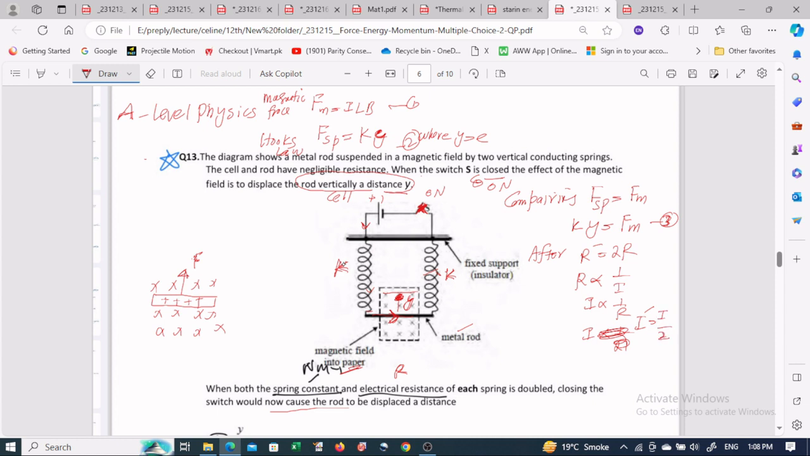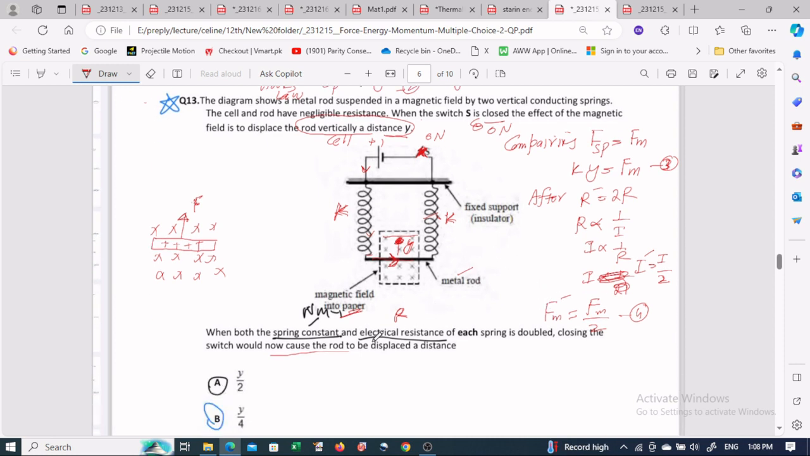When current becomes half, the magnetic force also becomes half, because the magnetic force depends on the current, length and magnetic field. So our new magnetic force must be equal to half of the original value. So this is equation number 4. Okay, so we come to know that the new magnetic force will be half.